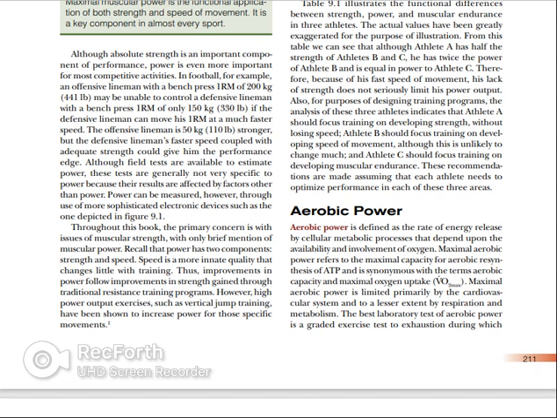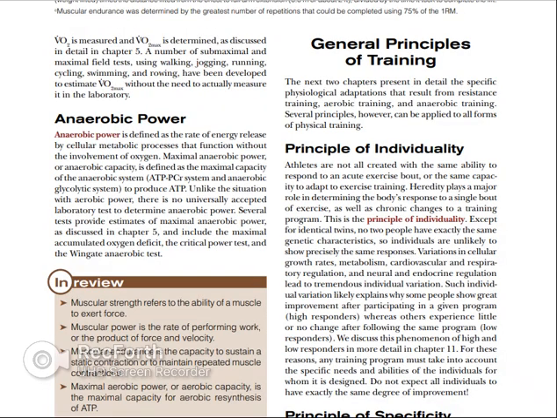The best laboratory test of aerobic power is a graded exercise test to exhaustion. As discussed in detail in Chapter 5, a number of submaximal and maximal field tests using walking, jogging, running, cycling, swimming, and rowing have been developed to estimate VO2 max without the need to actually measure it in the laboratory.